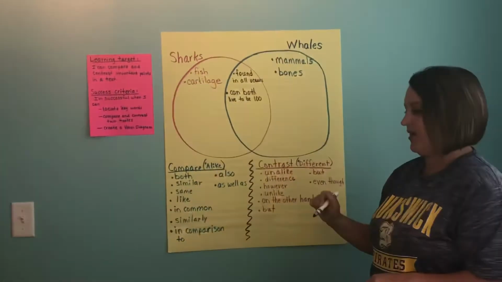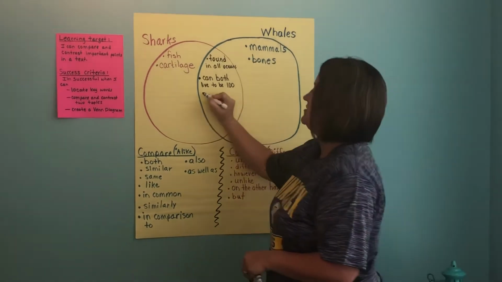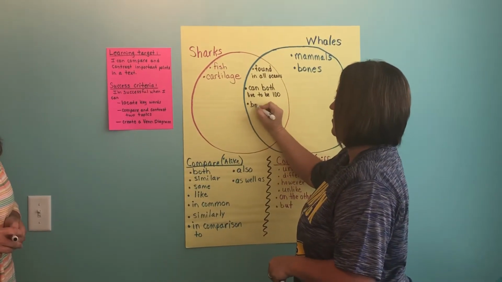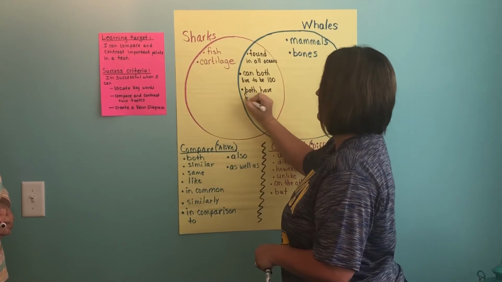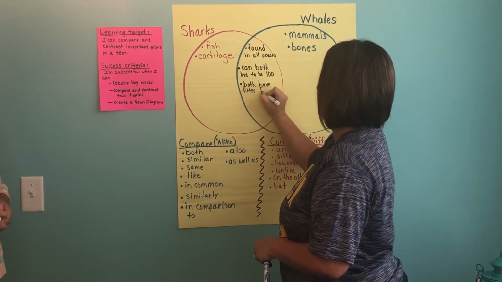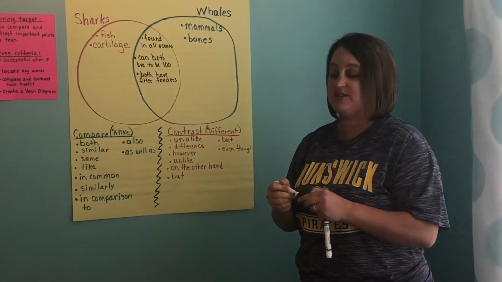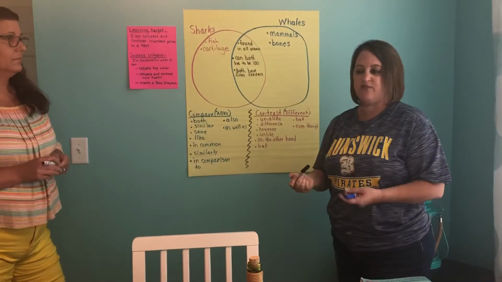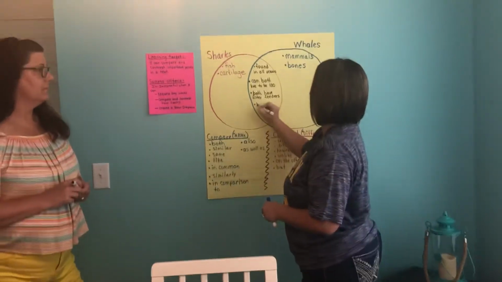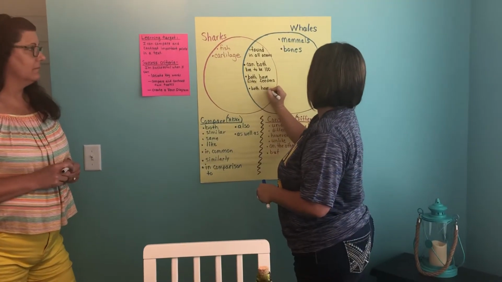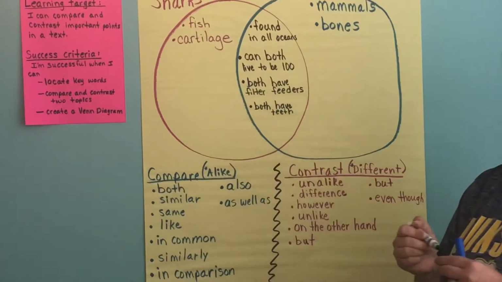species that has teeth. So if she said in common, where would we put that? Right here in the middle. So we're going to say that they both have filter feeders. And she said that both whales and sharks have types of their species that have teeth. So we're going to write on here, both have teeth. I'm going to try to squeeze it right there. My black marker is running out a little bit.